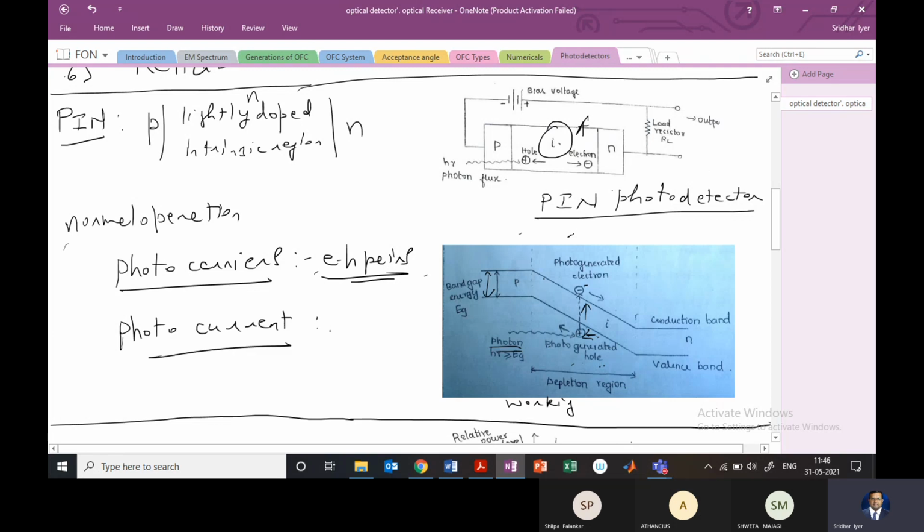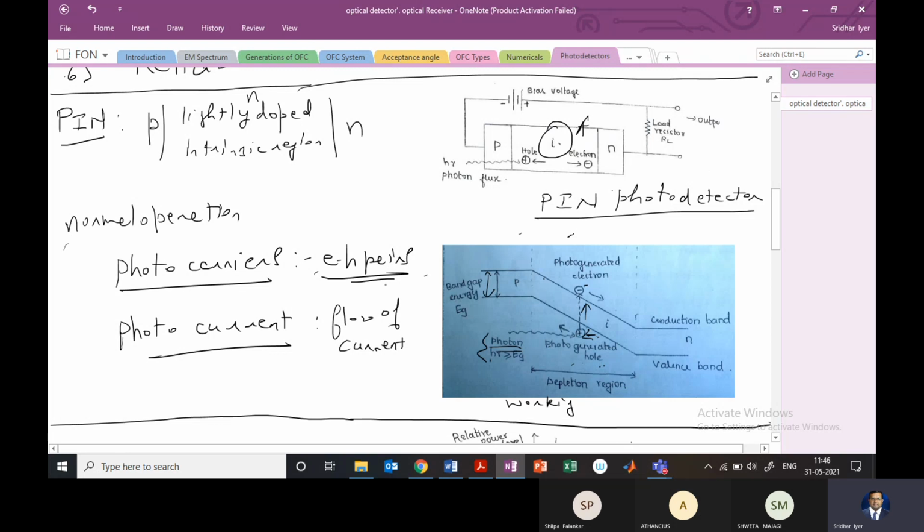Photocurrent is the flow of current, and it's called photo because it happens due to the photon impinging or striking the electron. Same with the carriers. We already know what carriers are, but they are photo carriers because of this photon hitting the electron in the valence band.